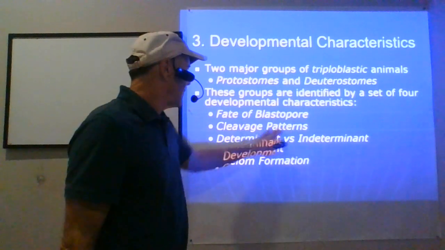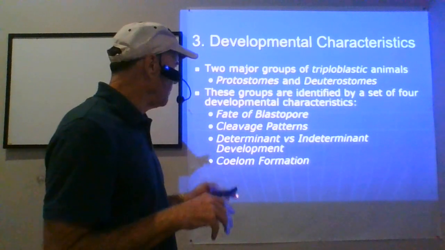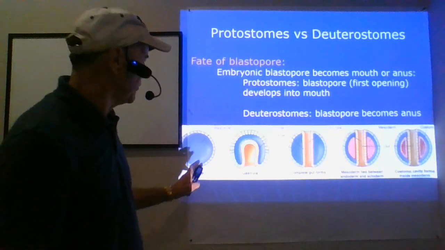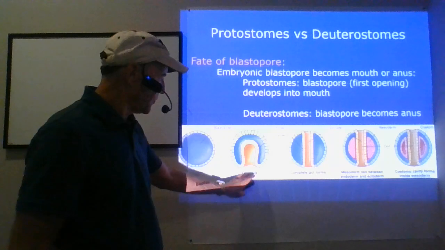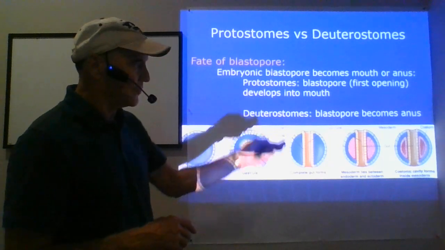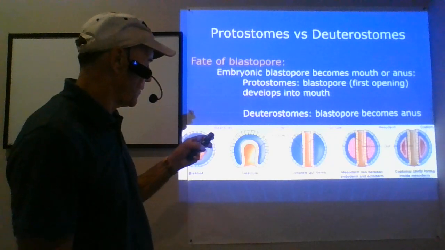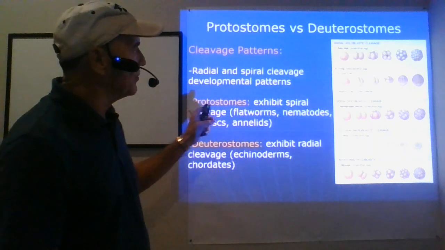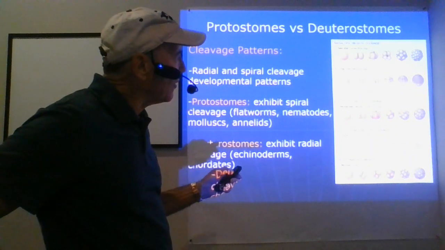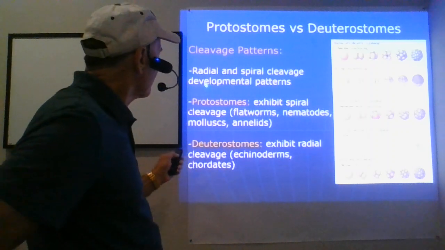You see? Cleavage patterns. How do the cells divide in the embryo? Oh, so here's the fate of the blastopore. And this is showing you that the first opening ends up becoming a mouth, and the anus forms from the second opening in a protostome, and vice versa with the deuterostomes. And then the cleavage patterns are this here. The way the cells in the embryonic glob divide.